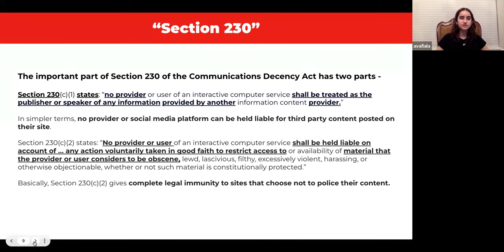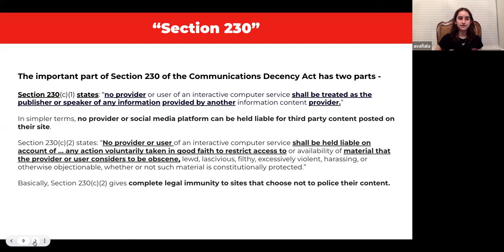So let's do a real life example, right? What it's basically saying is that Facebook, the company, cannot be held liable and has no responsibility for anything that we would post on their platform. Meaning that if we were to post any hate speech or anything that's illegal, they can't get sued over it. They don't have liability for any of that.